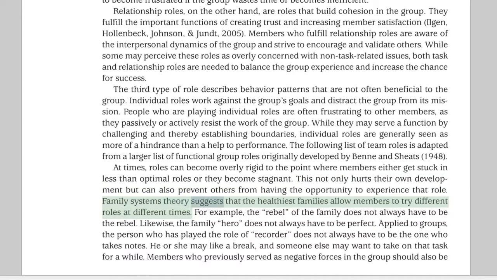Family systems theory suggests that the healthiest families allow members to try different roles at different times. For example, the rebel of the family does not always have to be the rebel. Likewise, the family hero does not always have to be perfect. Applied to groups, the person who has played the role of recorder does not always have to be the one who takes notes. He or she may like a break, and someone else may want to take on that task for a while. Members who previously served as negative forces in the group should also be given the opportunity to try new roles.